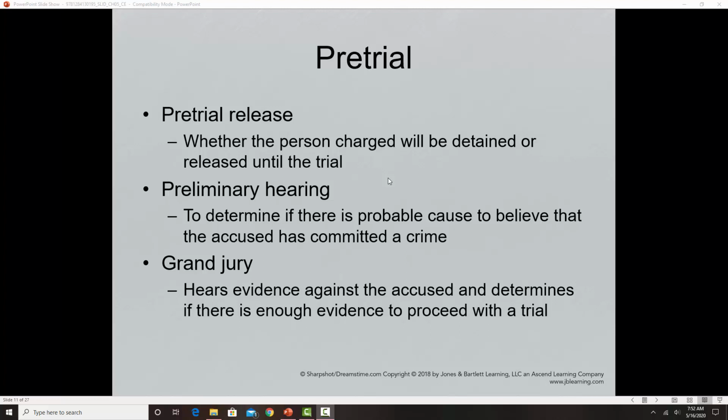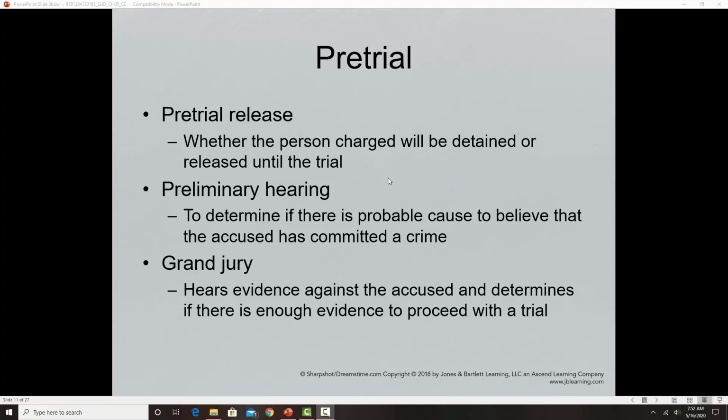Now, before the actual trial, there's a lot of things that go on behind the scenes. We have pretrial release. This is whether or not the person that is charged will be detained or released until the trial. This is usually done with a bail hearing. So with a bail hearing, the district attorney and the defense attorney will go before the judge and plead their cases on why or why not this person should be released on bail, and then the judge will determine whether or not that will happen.